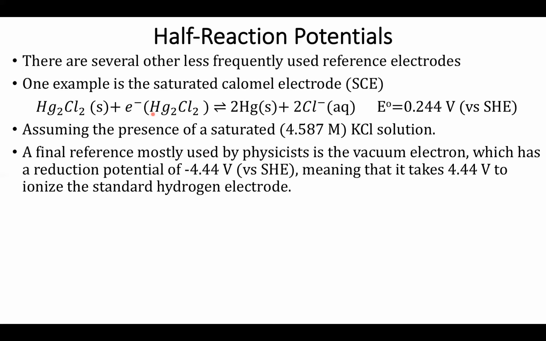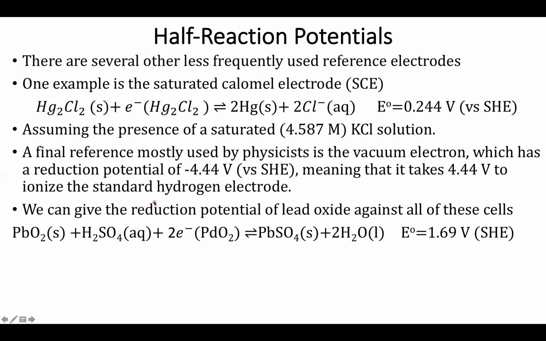So what we can then do is make use of these several reference conditions to go ahead and take another look at our lead oxide reduction reaction. So if I go ahead and look at the reduction potential of my lead oxide versus the standard hydrogen electrode, we have a value of about 1.69 volts. So this is a fairly favorable reaction, as the lead oxide will readily consume an electron.